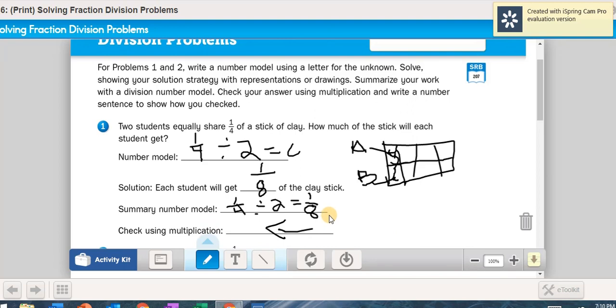We're going to work right to left instead of the usual left to right. So we're going backwards to check with multiplication. What that means is I'm going to say 1/8. I'm going to move it over here. It should be on this line, but I'm going to move it over here so it's not so sloppy.